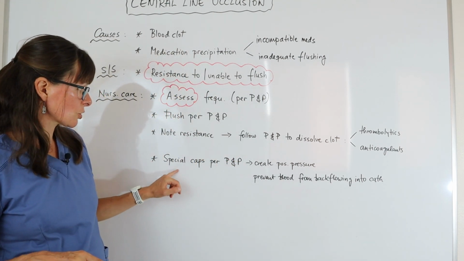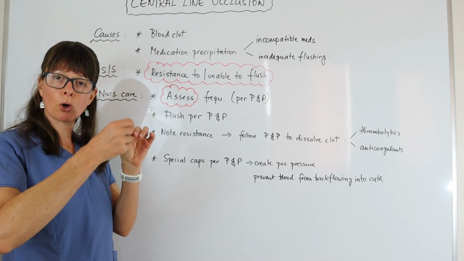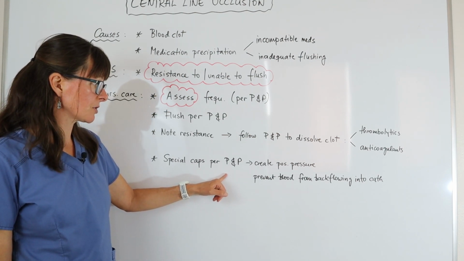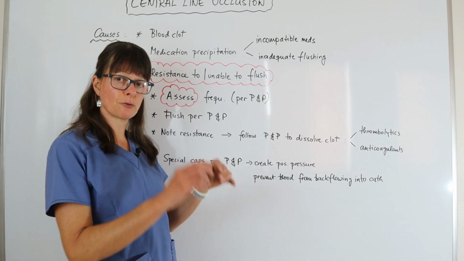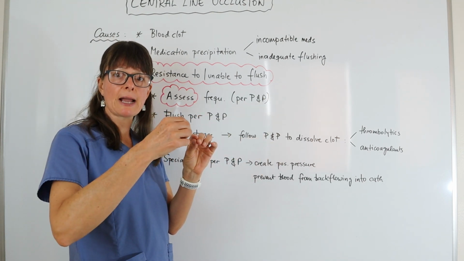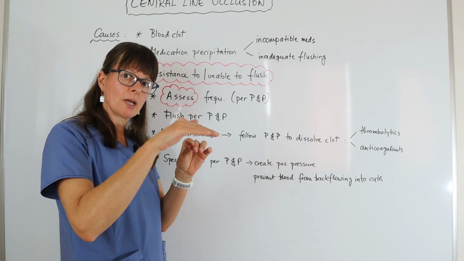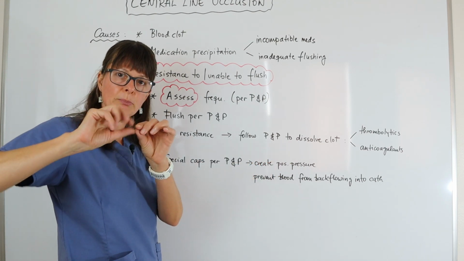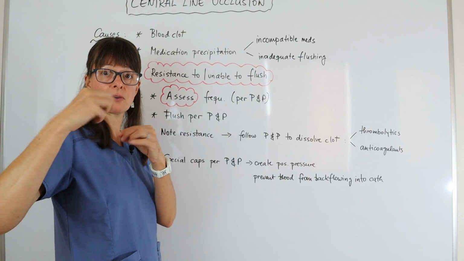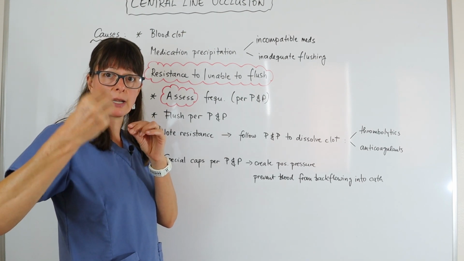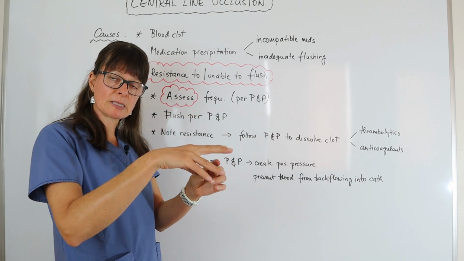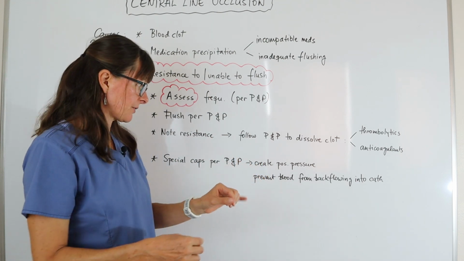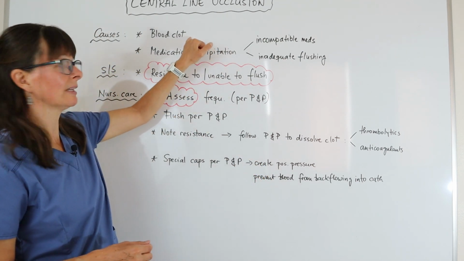And then there are special caps that we can hook up to the IV ports, and we can use those if they're in our policies and procedures. And these caps, they create a positive pressure on the line, which prevents backflow. So if the line is sitting in the patient's vein, and blood will typically flow back a little bit into that line. But if we apply this cap to the end of the IV line where the port is located outside of the patient's body, it kind of creates this positive pressure where that blood flow will not be allowed into the tip of the catheter, and therefore we won't be having any clots.